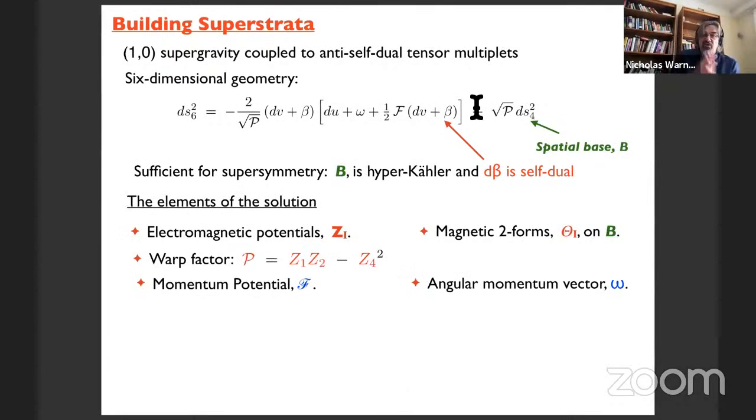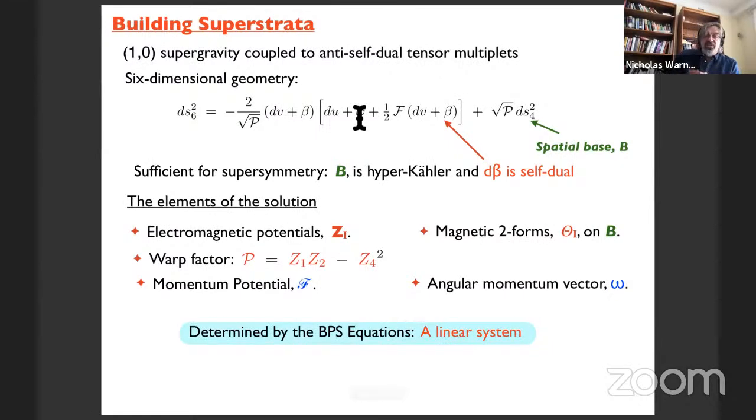I'm not going to go into the BPS equations, but I just want to tell you what they involve. So there are lots of fluxes on this background, and they have electromagnetic potentials, and they have magnetic two-form pieces. And then there are warp factors in the metric. P is the primary one, and it's made out of these electrostatic potentials, at least in the BPS case. And then there's a momentum potential, which turns up here, it gives you information about the momentum charge, and then there's an angular momentum vector omega.